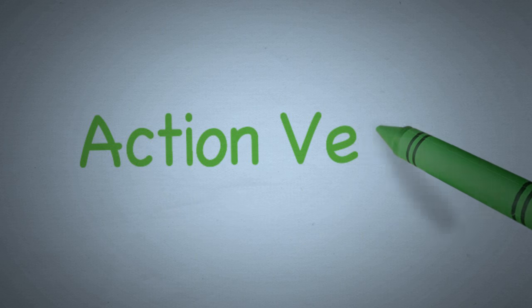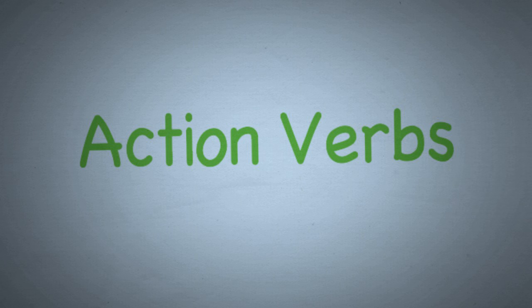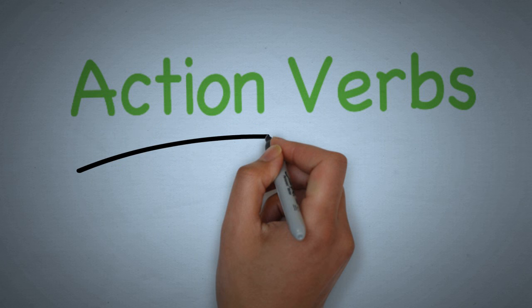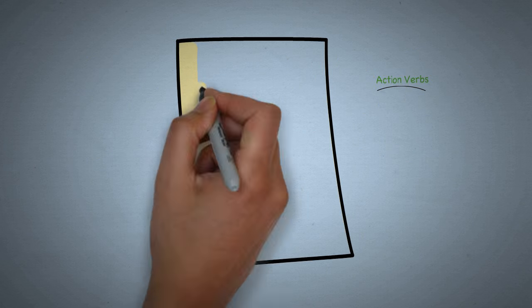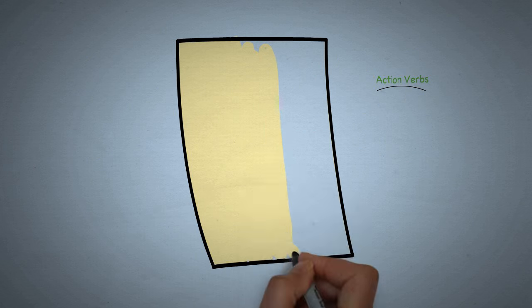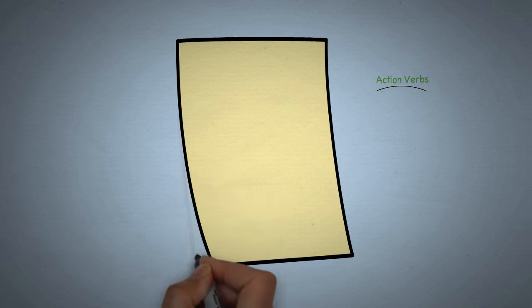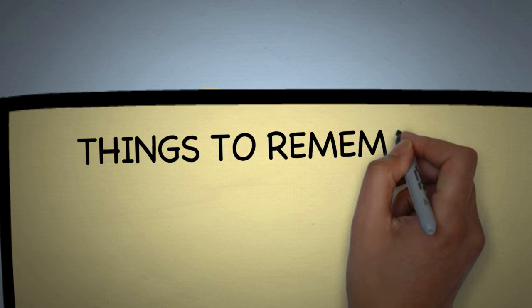Action verbs are things like play, run, hit, jump, a verb that clearly shows that the subject is doing some sort of action. As we talk about action verbs, we want to keep track of a few things to remember. So we're going to make some notes here.